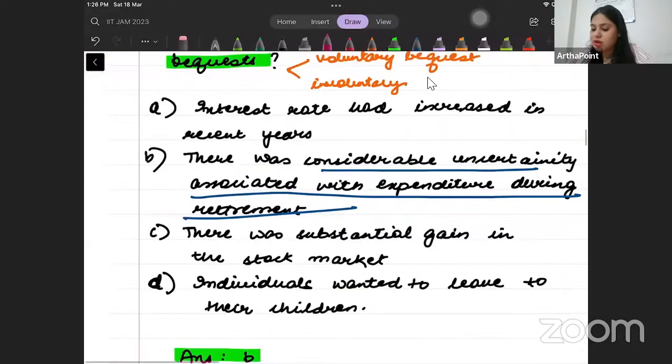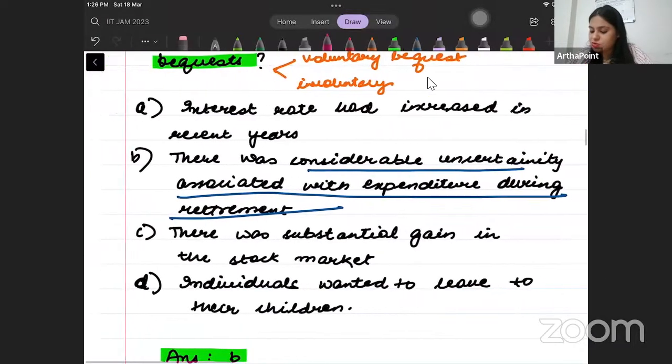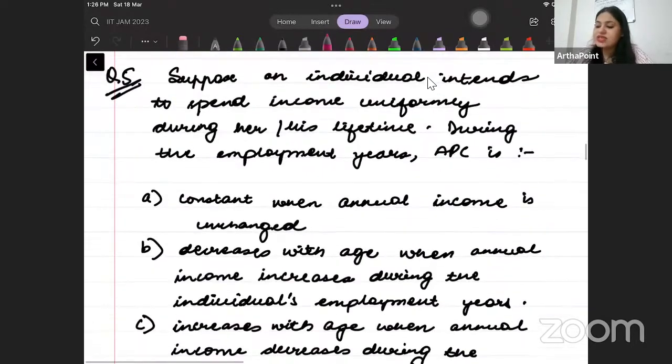Right. Okay, now let's come forward to the next question. So this says, suppose an individual intends to spend income uniformly during her lifetime. During the employment years, her APC is... So what is APC? Average propensity to consume.